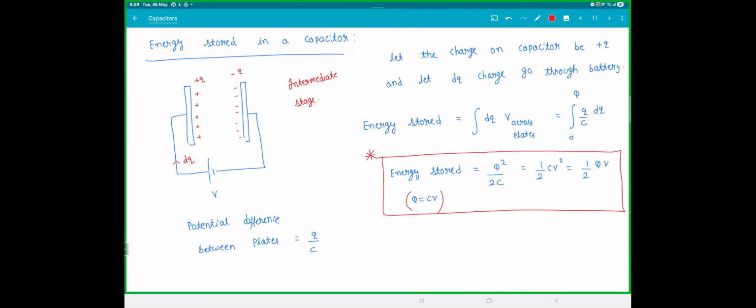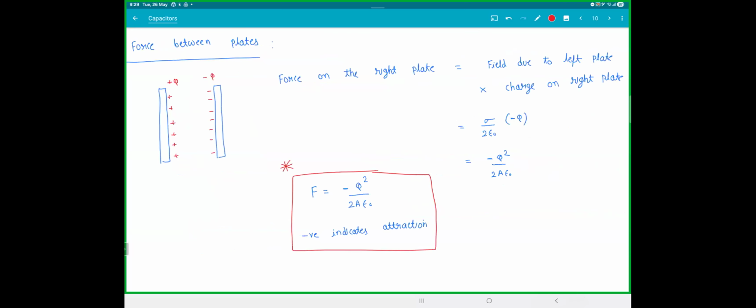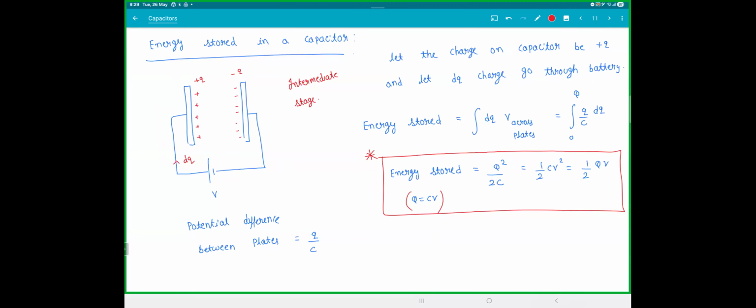So what is the first formula? Q is equal to CV. Second formula, C is equal to A epsilon by d. Third formula, field is V by d or sigma by epsilon. Fourth formula, force between the plates, Q square by 2 epsilon. The fifth formula is the energy stored.